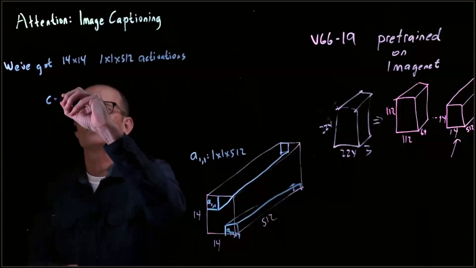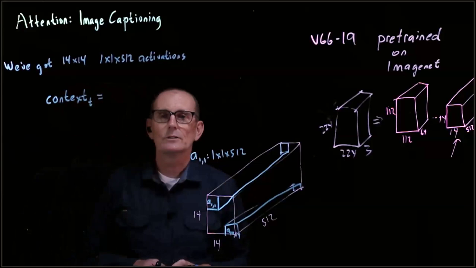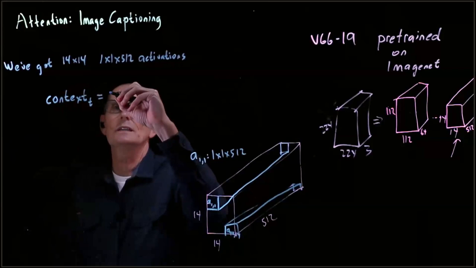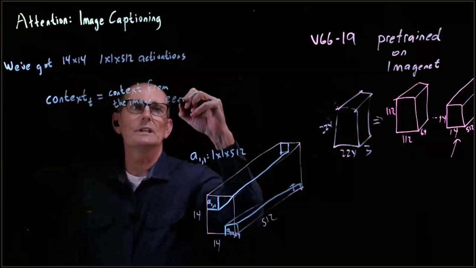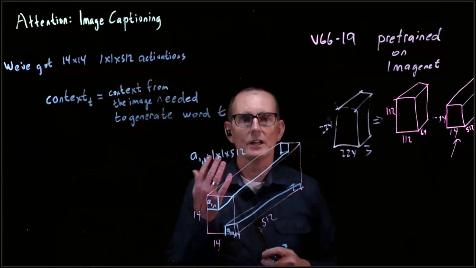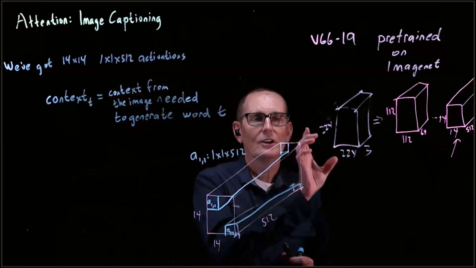So let's look from the top down. Context of t, just as we looked at when we were doing translation. Context sub t is going to be the context from the image that we need to generate word t. So we're going to have a context 1, a context 2, a context 3, and so on. As we move through the caption, we're going to be getting different contexts.